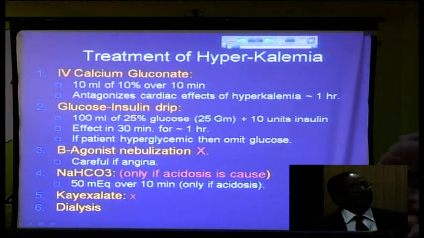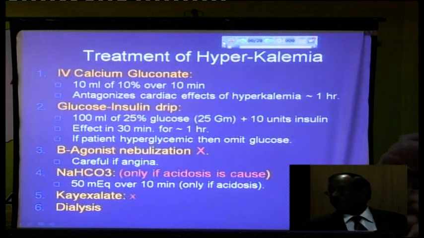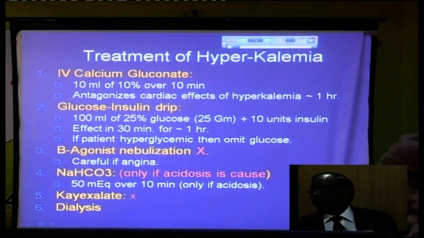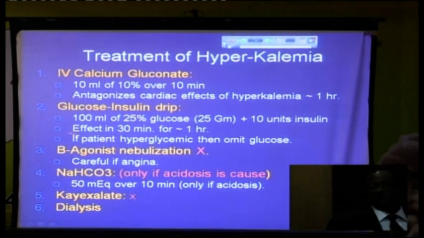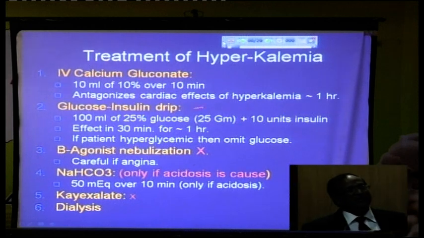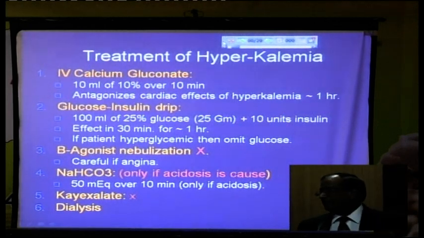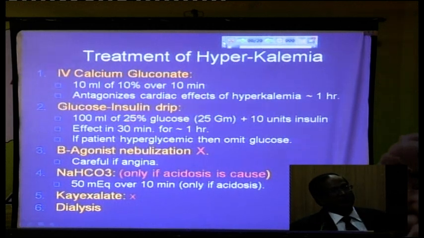The treatment of hyperkalemia is calcium gluconate to stabilize it. Rule of 10-10-10: 10 ml of 10% over 10 minutes. Now calcium chloride is available. We've switched over to calcium chloride. You can use a glucose insulin drip. For every 25 grams of glucose you add 10 units of insulin. If the patient is already having high blood sugars, then you don't have to give so much glucose.